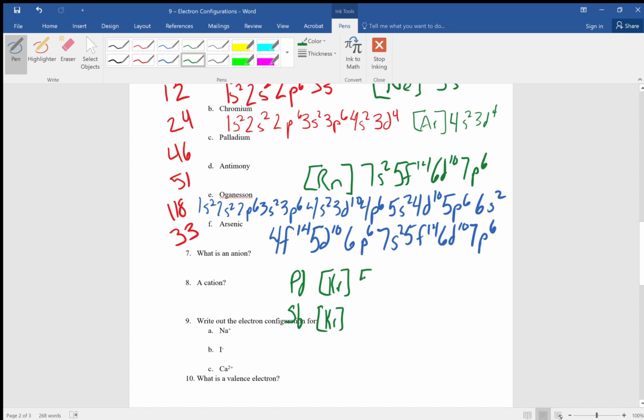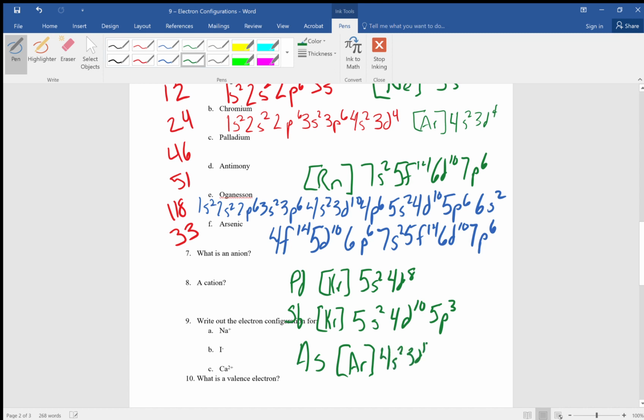So for palladium, that's 5s2, 4d8, and for antimony it goes a little bit further: 4d10 and 5p3. Finally, arsenic uses argon as its starting point, and we get 4s2, 3d10, 4p3.